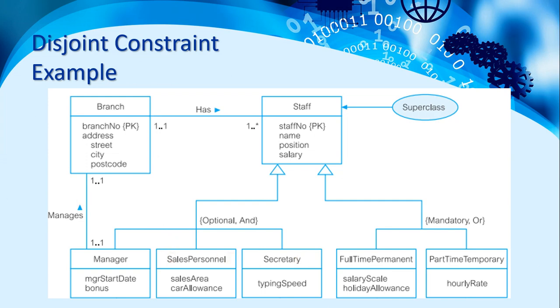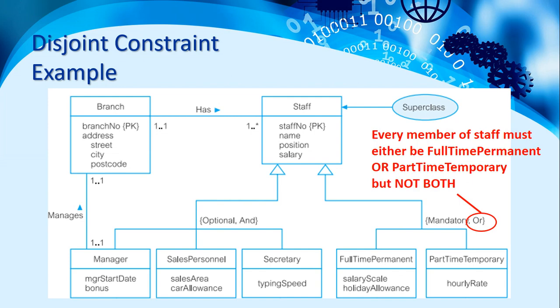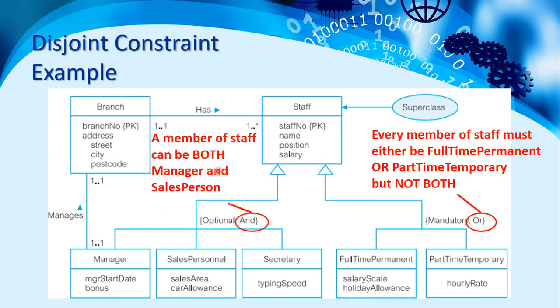Okay, so just to emphasize again what I mentioned, every member of staff must either be full-time permanent or part-time temporary, but not both. It's not allowed. Whereas on this side, a member of staff can be both manager and salesperson. It's possible. So that's what I mean: a member of a superclass can join more than one subclass.